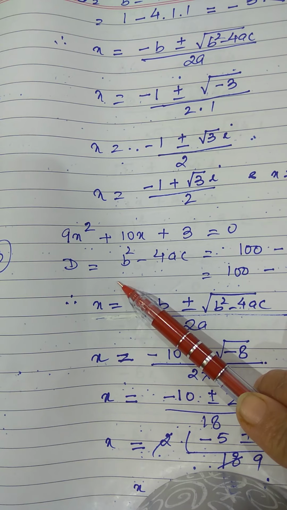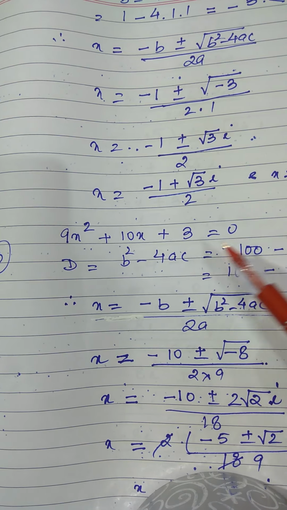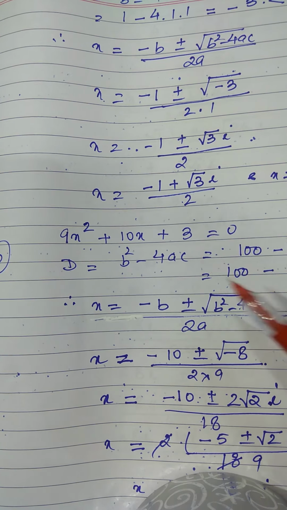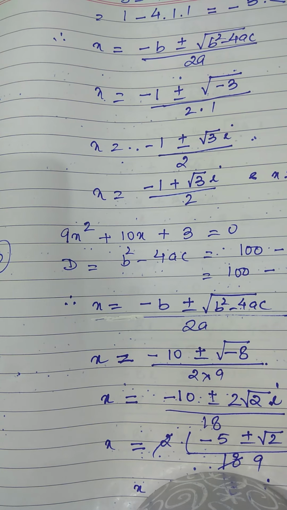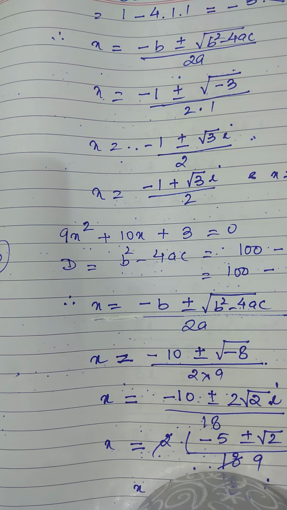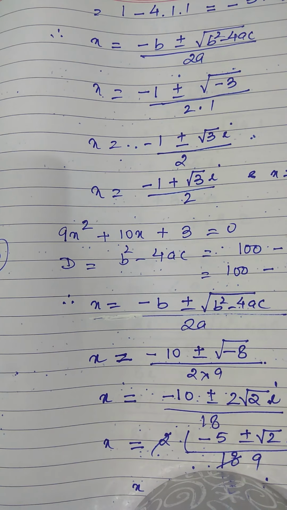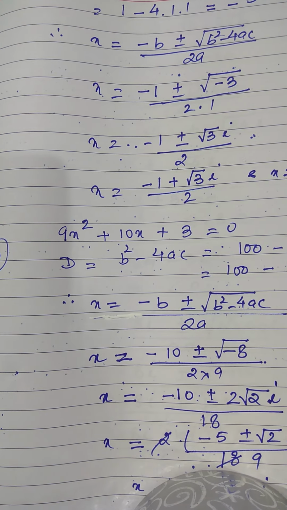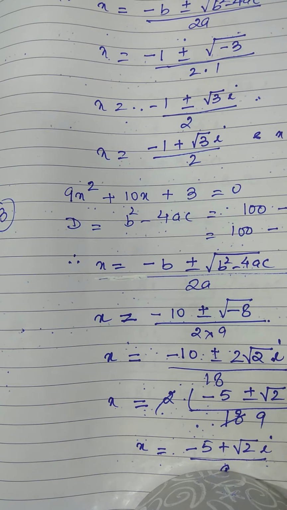Next is 9x square plus 10x plus 3 is equal to 0. So D is b square minus 4ac. So this is 100 minus 4 into 9 into 3. 100 minus 108. This is minus 8. Again, the discriminant is less than 0, that is, it is negative. So the equation will have complex roots.